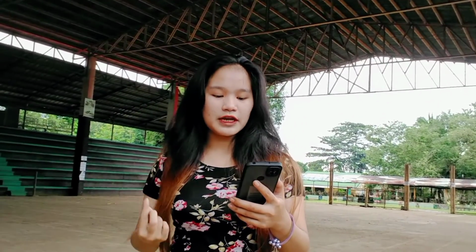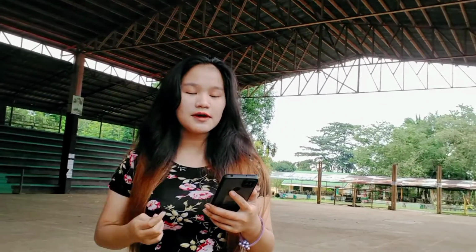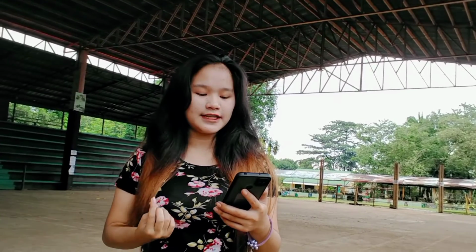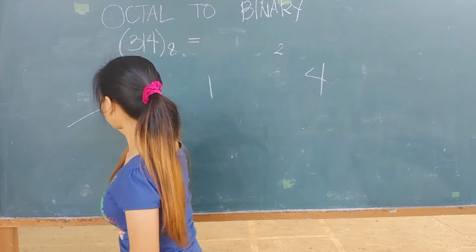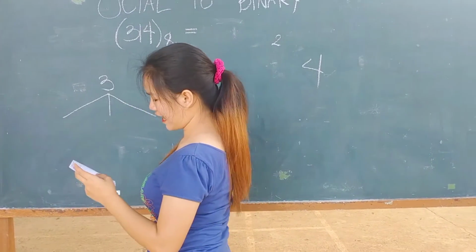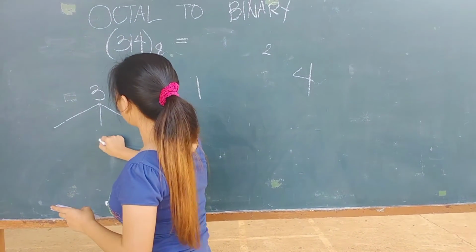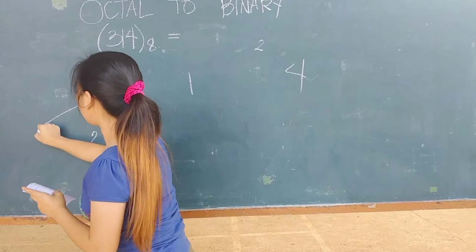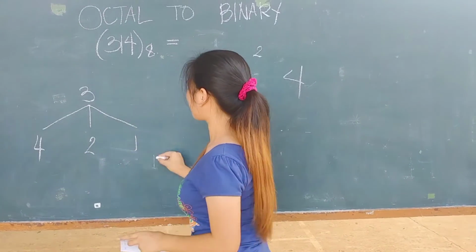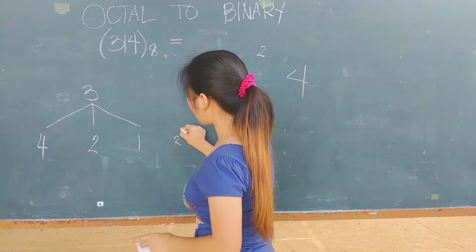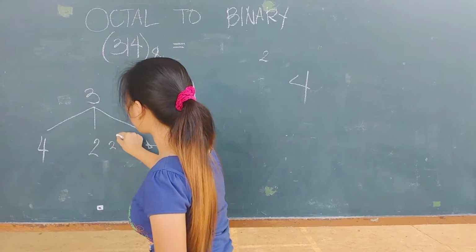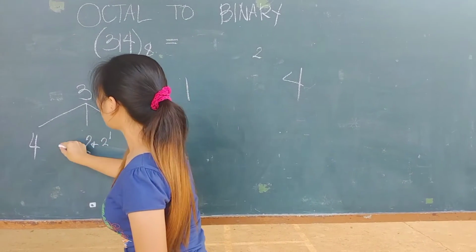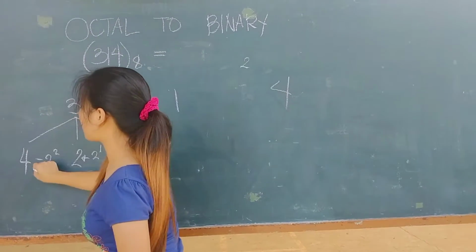For number 3, we will convert octal number 314 to binary, decimal, and hexadecimal. Number 3 can have a 1, 2, and 4. By the way, 1 comes from 2 raised to the power of 0, which is equal to 1. Then 2 raised to the power of 1 is equal to 2. 2 raised to the power of 2 is equal to 4.